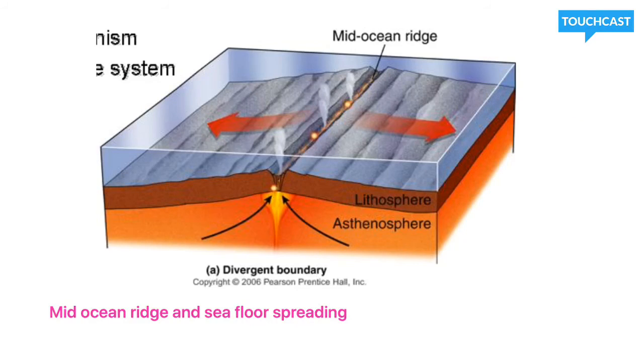Alright, when the diverging plate is in the ocean, so this is going to be two ocean plates and they're diverging, it'll basically create a mid-ocean ridge. This is kind of like a small mountain range underneath the ocean's water. It'll also create seafloor spreading because these two plates are going to pull apart from each other, and when they do, the seafloor will literally spread apart, and then lava can come up there and create new seafloor.